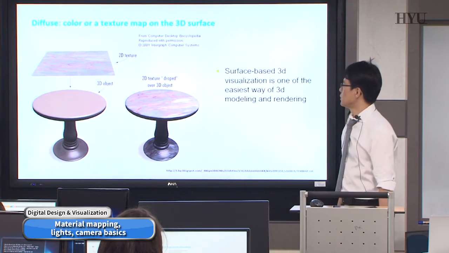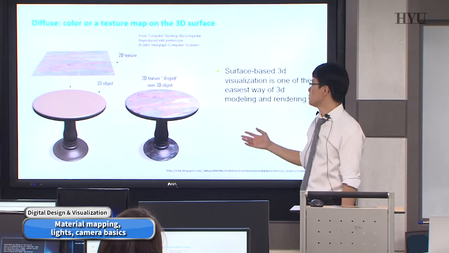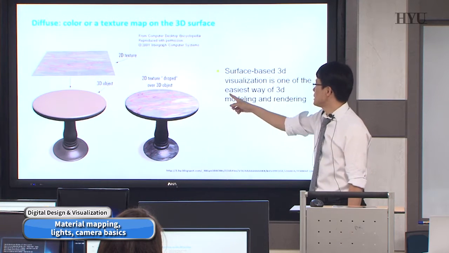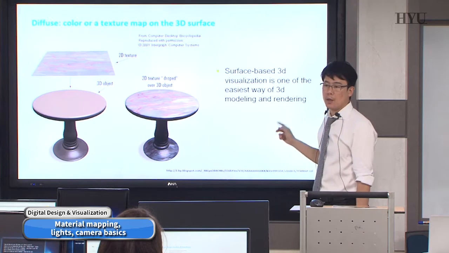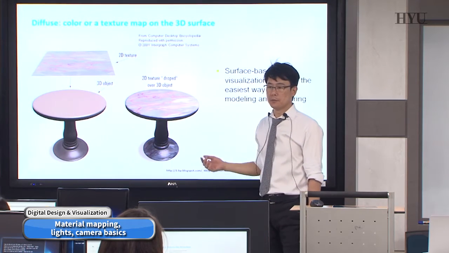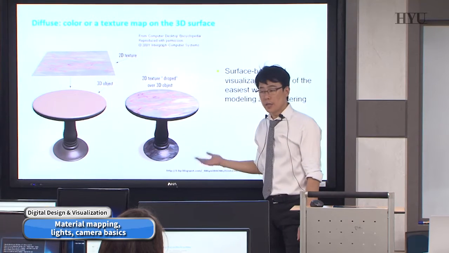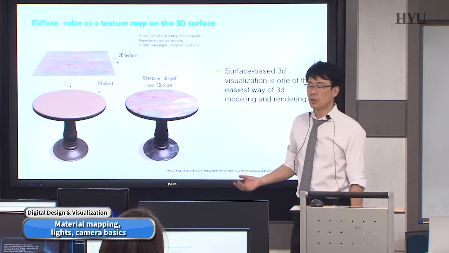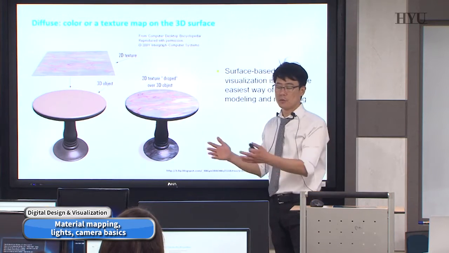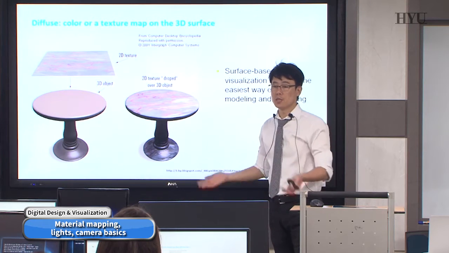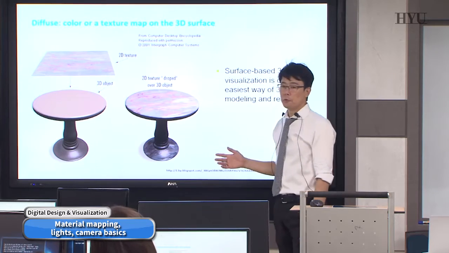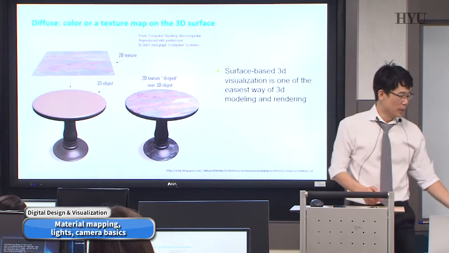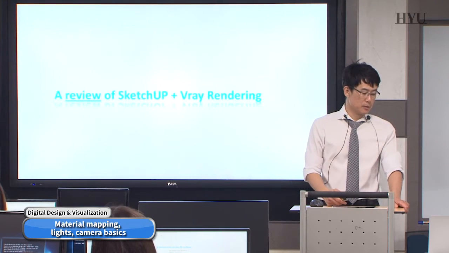That is the surface-based 3D texture map mechanism, and texture-based, surface-based 3D visualization is one of the easiest ways of 3D modeling and rendering. Very, very convenient, effective, fast in visualization. That's why we still use surface-based 3D, especially in games. We don't need to use real solid 3D objects in games. We just use surface-based 3D, okay? For fast render, real-time render, realistic visualization, that's why we are using surface-based 3D in the game environment.